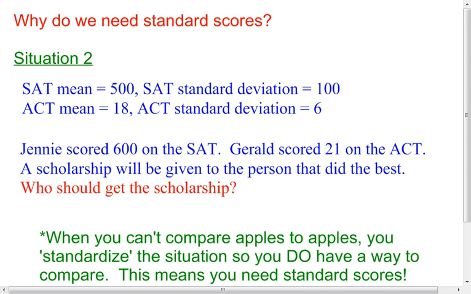Did Jenny do better compared to the people that she took the test with? Or did Gerald do better compared to the people that he took the test with? And I'm talking about two different tests here, so I'm not able to compare apples to apples. And when you can't compare apples to apples, then what you need to do is standardize their scores, that's what it's called. You get standard scores so that you can look at standard scores and percentile scores and then be able to make a comparison between the two. And then you do have a way to compare them, okay? But not until you standardize their scores.